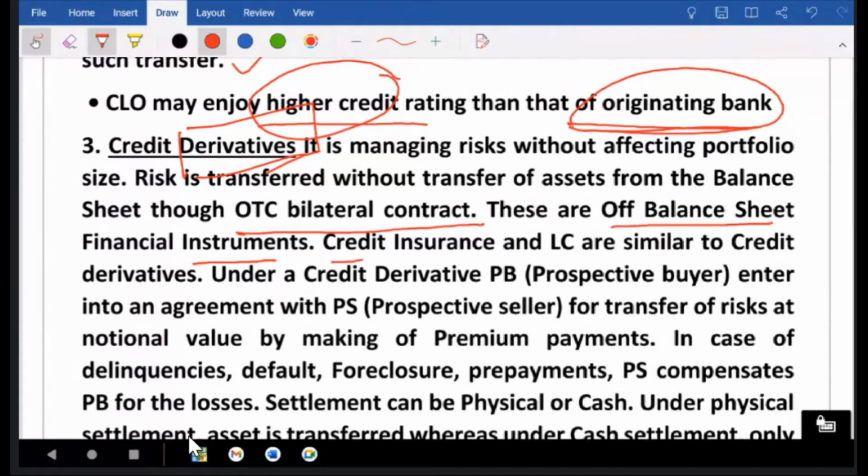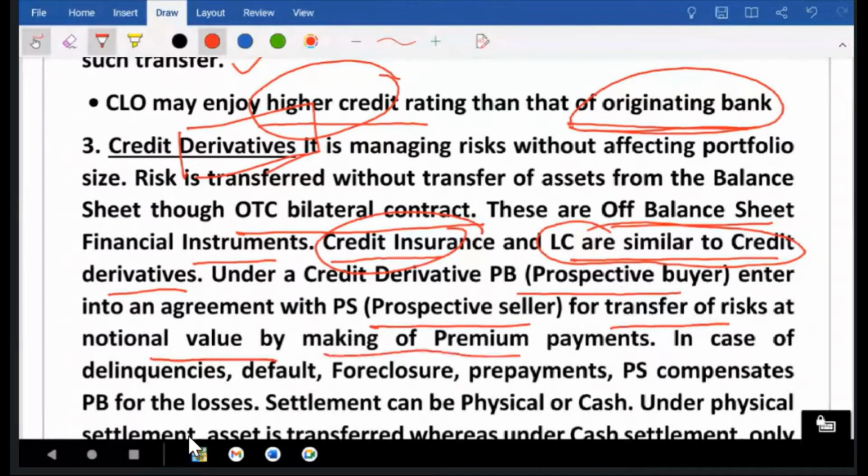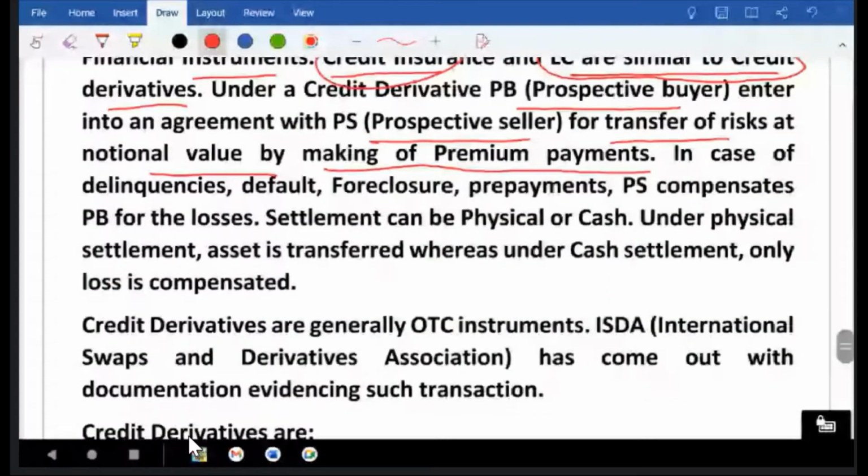Credit insurance and LC are similar to credit derivatives. Under the credit derivative, a prospective buyer enters into an agreement with a prospective seller for transfer of risk at the notional value by making a premium payment. That means the buyer will come into contact with the seller, they will make one agreement, and he will pay the premium and say, I am taking the risk. So naturally the risk will be transferred.